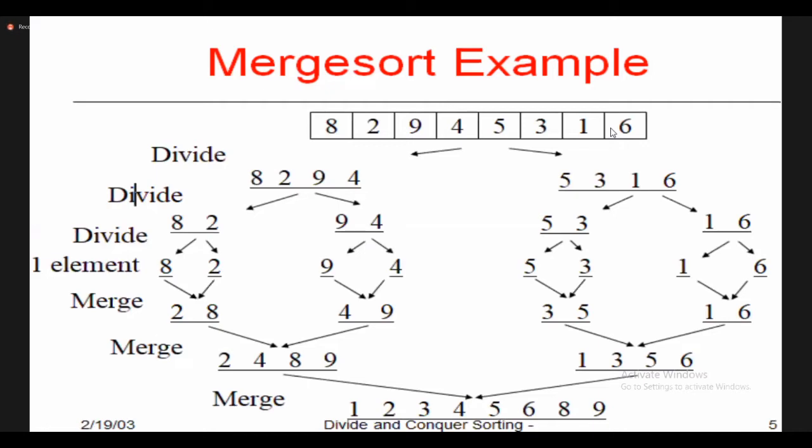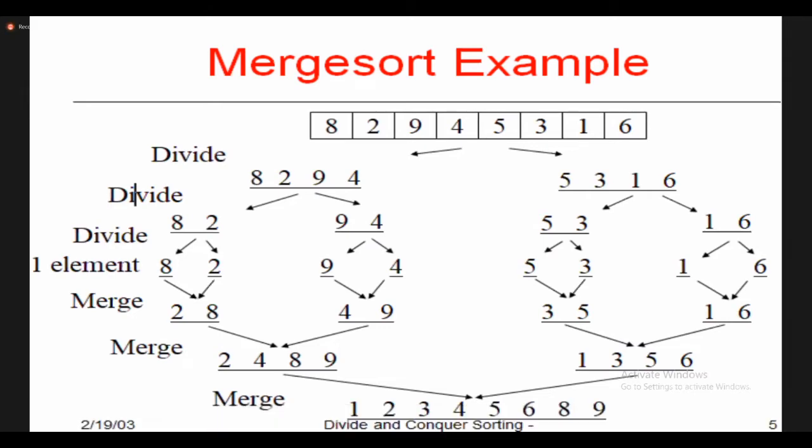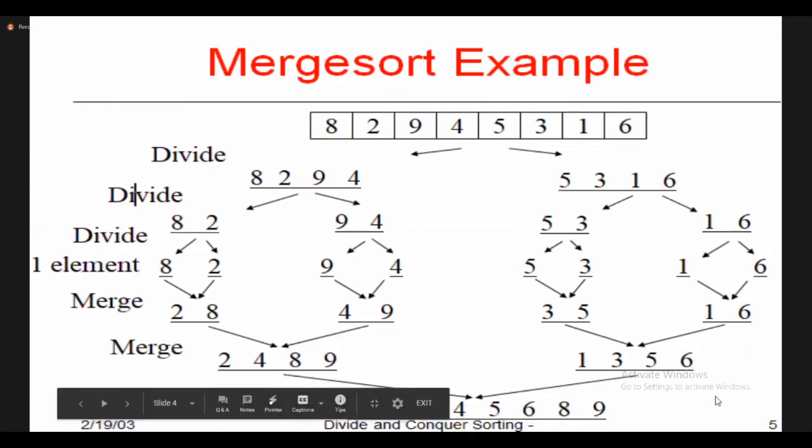0 to 7. So what is the middle point? 0 plus 7 by 2. What is the integer value of 7 by 2? 3. 7 by 2 is 3. So what is the right side part? The right side part starts after the middle, M plus 1 to R.